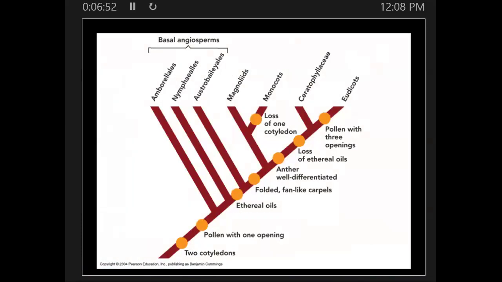So here is an image of a phylogenetic tree, and they have on here different spots of when certain things are showing up. We're going to talk a little bit more about some of these concepts, not all of them, but some of them. You see the spot for 2 cotyledons, pollen with 1 opening, loss of 1 cotyledon. They've been able to track quite a bit of these traits over the fossil record and looking at the different angiosperms.